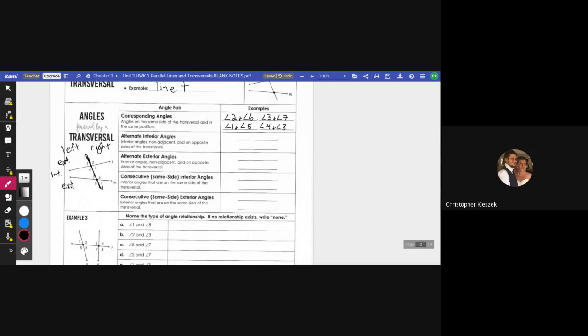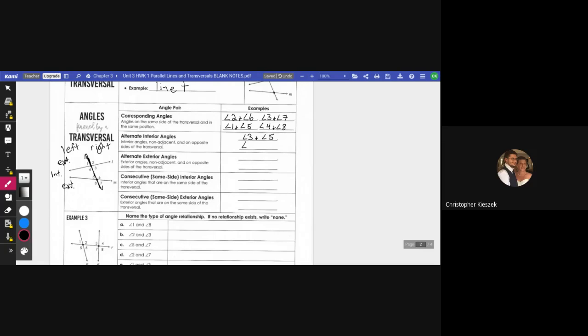So interior angles, we're only talking about 3, 4, 5, and 6. Non-adjacent. So let's say angle 3 here. Which one is it alternate interior to? Well, it's non-adjacent, so that means it can't be angle 4. So we either have 5 or 6. And the next part says on opposite sides. So it can't be angle 6 because that's on the same side as 3. So it has to be angle 5.